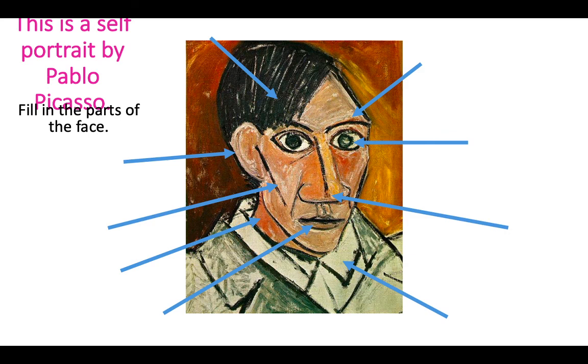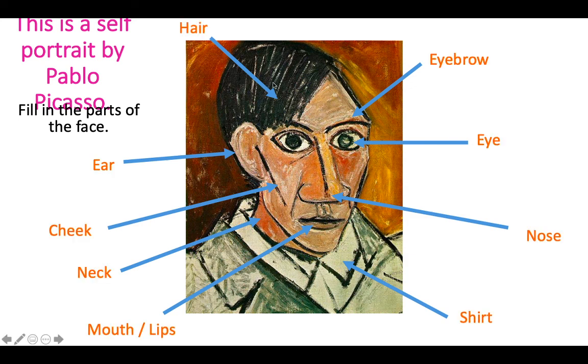This is a self-portrait by Pablo Picasso. Fill in the name of these parts of the face. Please pause to do this and play again when you have the answers. This is the hair, the eyebrow, the eyes, the nose, the shirt, the mouth and lips, neck, cheek, and ears.